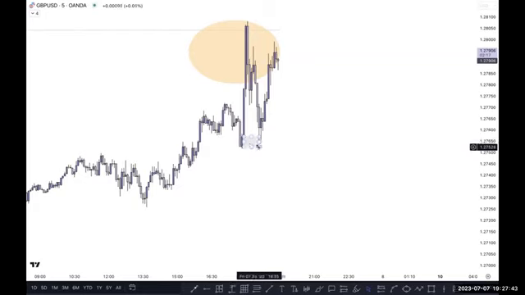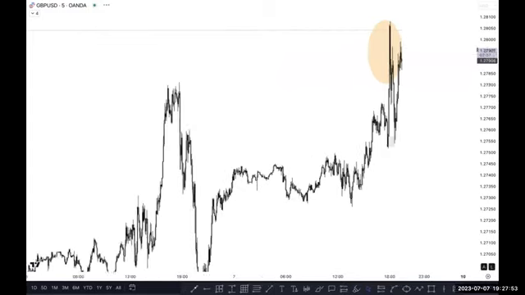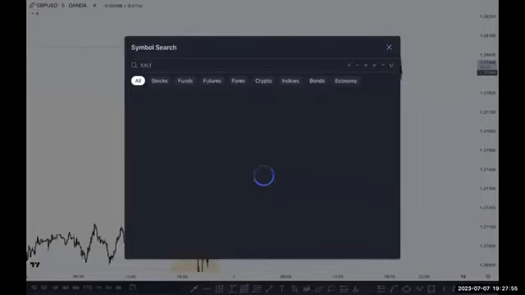Right? So this was a small pullback to the upside. You have to wait for it to break on this one, then you can trade here based on flip and T module, right? Now I'm going to switch to another pair that's called gold.